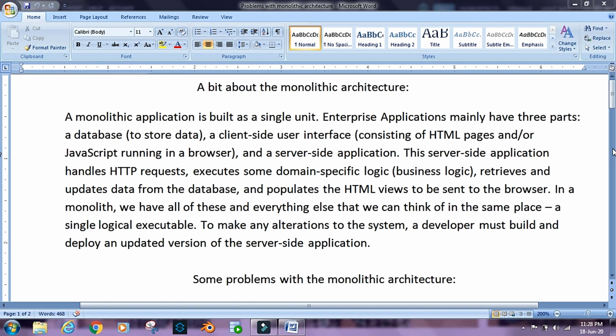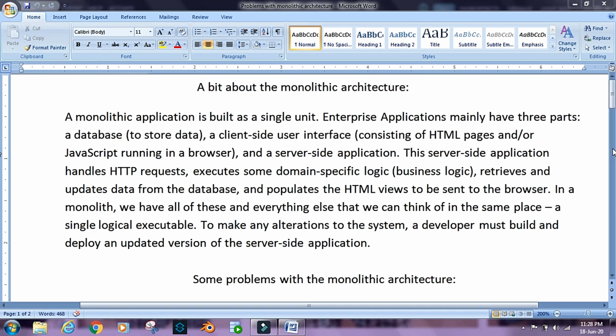So in a monolithic architecture, we have all of these and everything else that we can think of in the same place, a single logical executable. So we have all these three components and everything that we can think of inside the same project, right? And they are deployed on the server as a single unit, or a single logical executable unit, right?